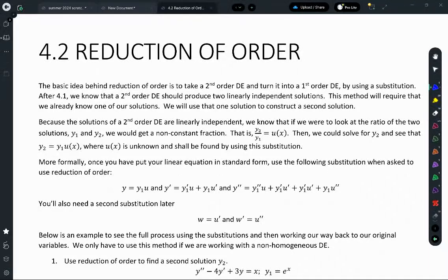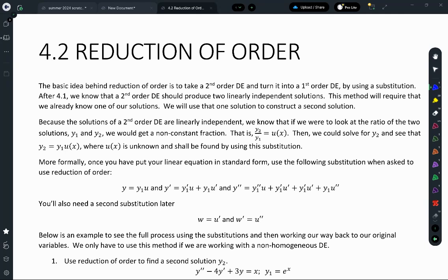Hello, today we're going to cover a method called reduction of order. The basic idea behind this method is that we're going to reduce a second order differential equation down to a first order equation using a substitution. After this section, we'll learn methods that allow us to actually deal with second order and higher order differential equations.